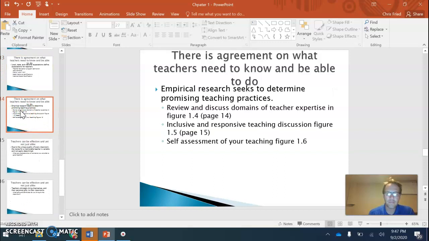Take a look. These pages might be off a little bit, because this is from the older version of the textbook, but look at some of these different figures and reflect on what they show about responsive and inclusive teaching. Also, do a little self-assessment of your teaching, or what you would want your teaching to look like.